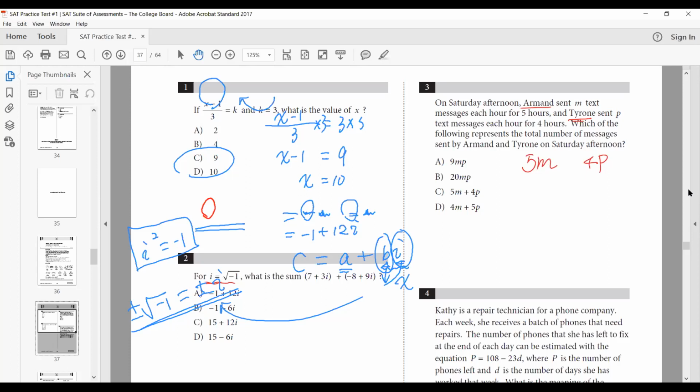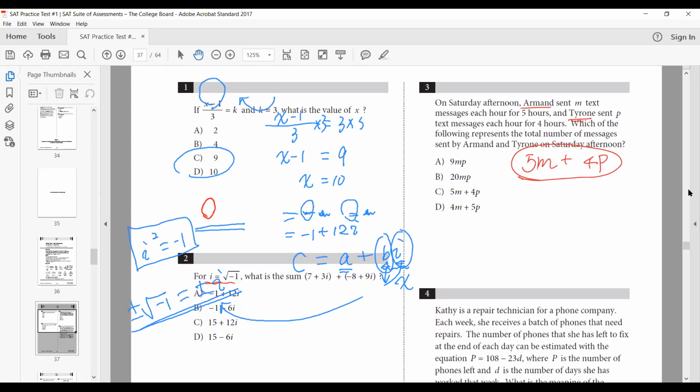Which of the following represents the total number of messages sent by these 2 persons on Saturday afternoon? So it's total. Total means plus, together. Let's see. We read it a first time. If you're not familiar with these kinds of questions, you'd best read it a second time.